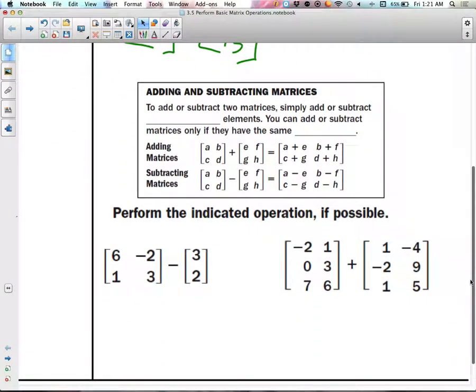So now we're going to add and subtract 2 matrices. To do that, you just simply add or subtract corresponding elements. You can add or subtract matrices only if they have the same dimensions.